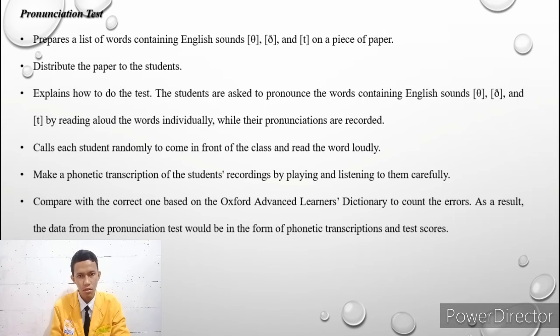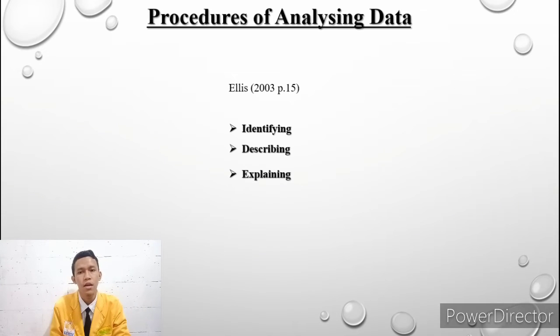And then the procedure of analyzing the data. According to Ellis 2003, in analyzing the data, it is needed to follow three steps. The first is identifying. In this part, the researcher checks the students' answers. And then describing. In this part, the researcher calculates the average and also the percentage of the student scores. And then explaining, in which the researcher matches the results with the mastery criterion suggested by Cronlund 1981 to get the result.